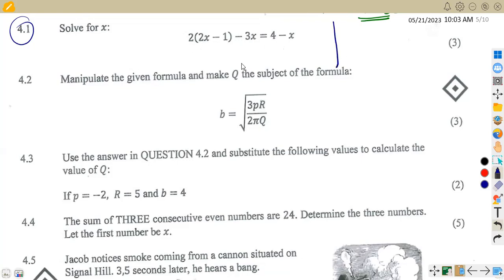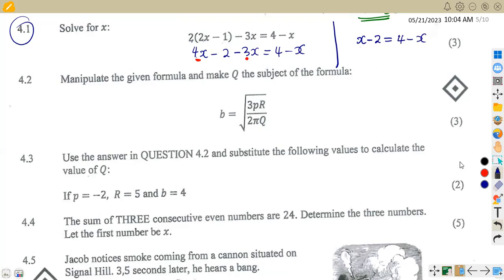All right, so let's just expand our brackets here. 2 times 2x, that is going to be 4x. 2 times -1, which is -2. Minus 3x is equal to 4 minus x. All right, so in this case, we can collect like terms, or we can simplify first from the left-hand side. We collect the terms and combine them. This is 4x minus 3x. So 4 minus 3, this is going to be x. So that's x minus 2. Here we simplified 4 minus 3, we got x, but we still have a minus 2. So this is equal to what we have on the right-hand side, which is 4 minus x.